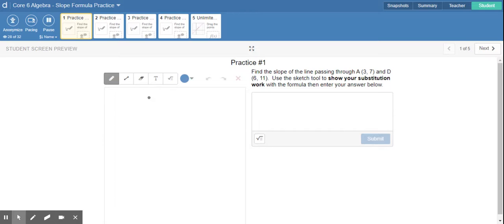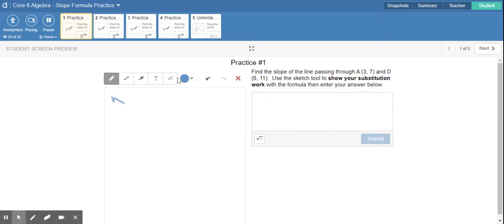As you work through this practice, you're going to see that it should let you know if you're correct as you do each problem and enter it in this box here. So let's first start out with the formula, because right here it said we needed the formula. So the formula for slope, I'm going to write it here.